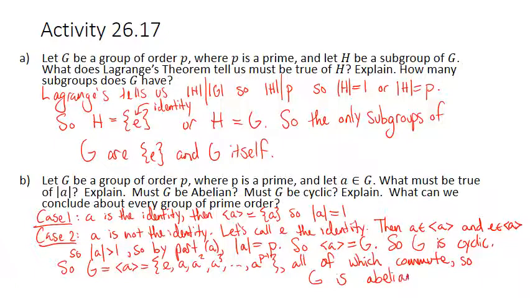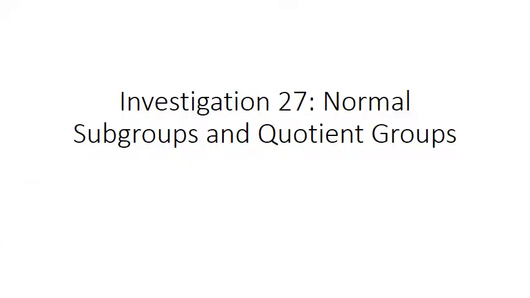So this is quite interesting. We found out quite a lot in just a little amount of time about groups that have a prime order. They're cyclic, they're abelian, they only have 2 subgroups. Yeah, so that's pretty great. Okay, so that was the end of Investigation 26. Kind of went out on a high note there.